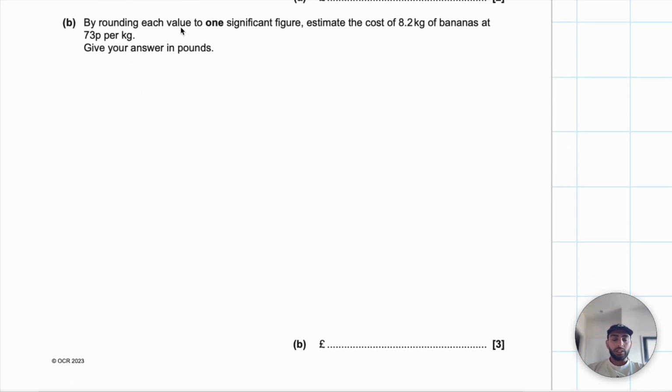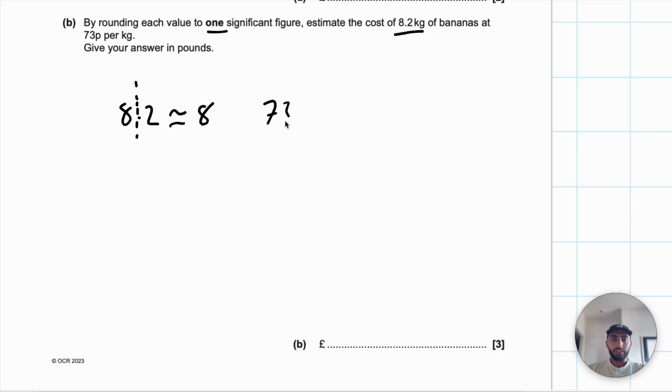Part B. By rounding each value to one significant figure, estimate the cost of 8.2 kilos of bananas at 73p per kilo. Give your answer in pounds. I want to round this to one significant figure. This number is significant because there's no 0 at the start, so I'm rounding here. This is telling me that I'm rounding down. If it's 5 or above, I give it a shove. 4 or below, I let it go. So this one would change to 8.